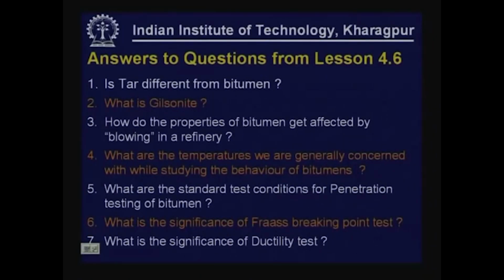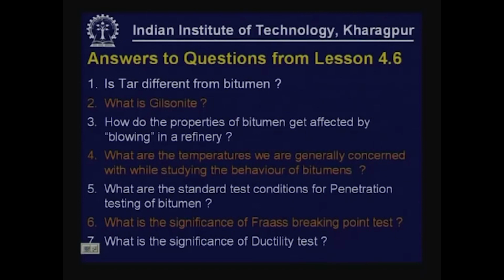How do the properties of bitumen get affected by blowing in a refinery? By blowing, what happens is the oxidation of various chemical components of bitumen. As a result, the penetration value gets reduced, softening point gets increased, and viscosity gets increased. So, that is how blowing affects the properties of bitumen.